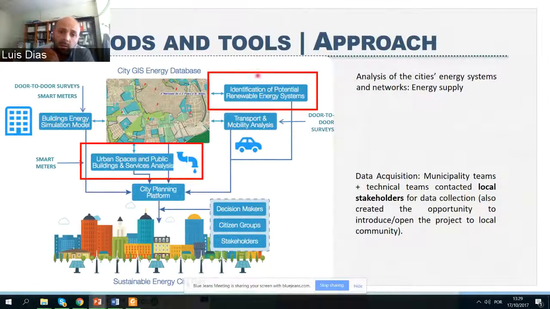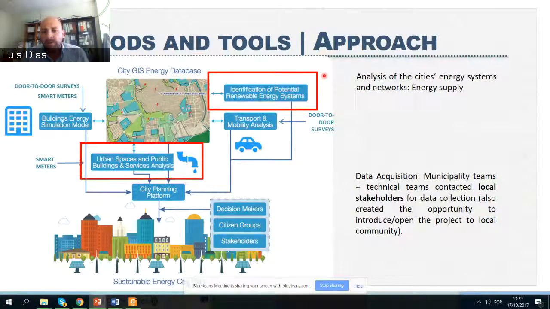And another very important component of the energy system is the energy supply. The energy supply here is viewed as the potential of energy production within the city boundaries.